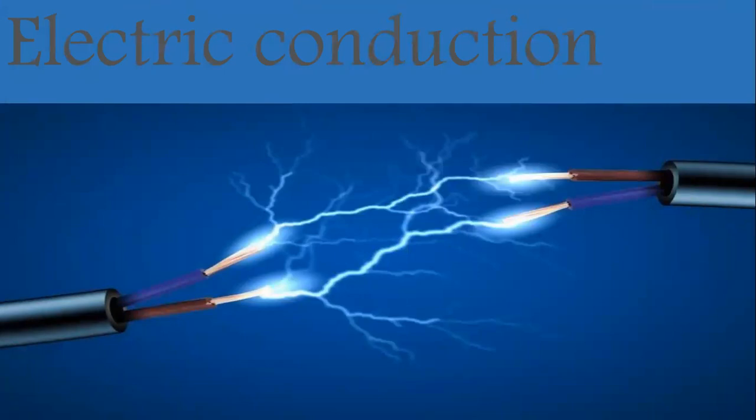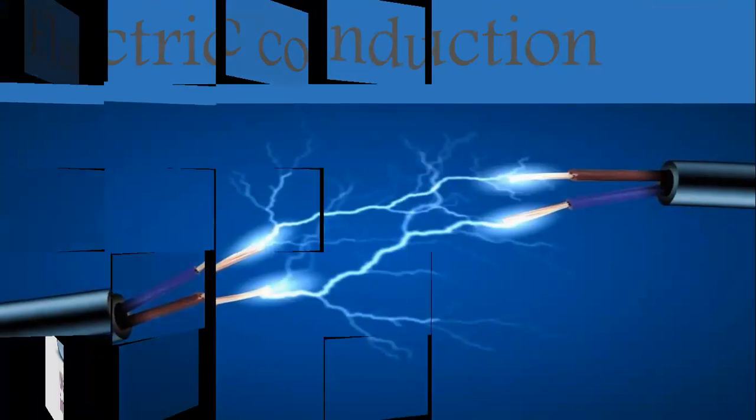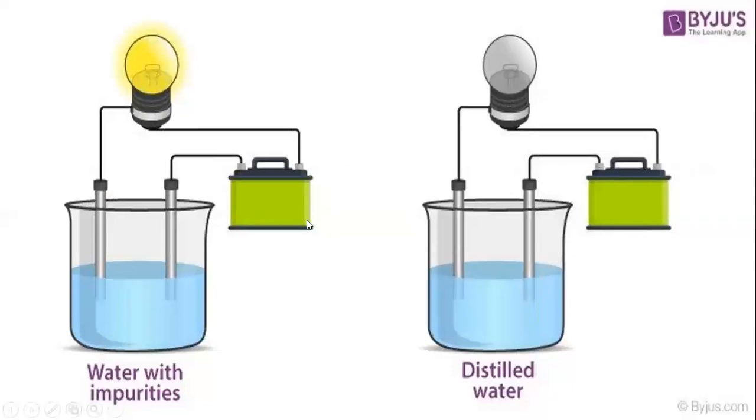Another property is electric conduction. As we see here, water with impurities can conduct electricity, but distilled water can't conduct electricity.